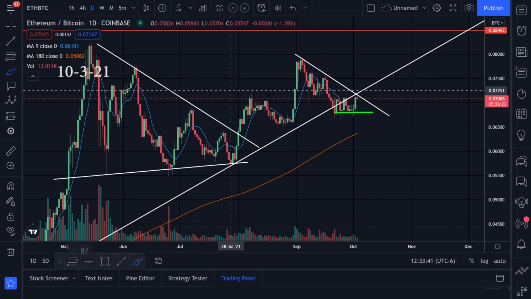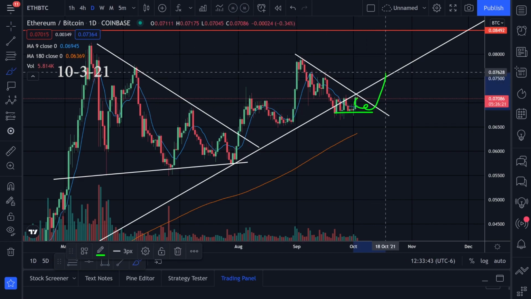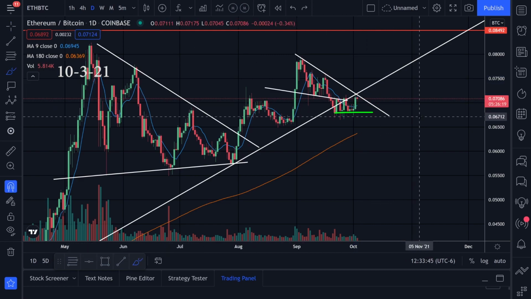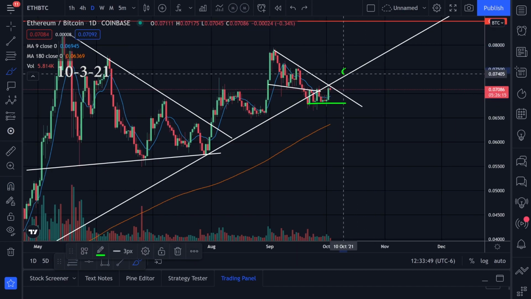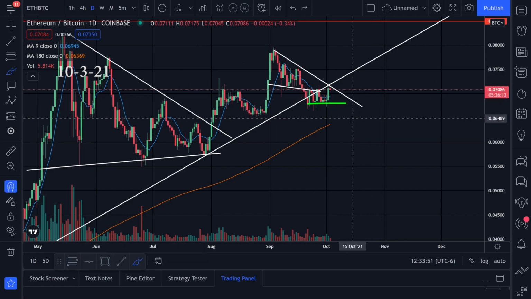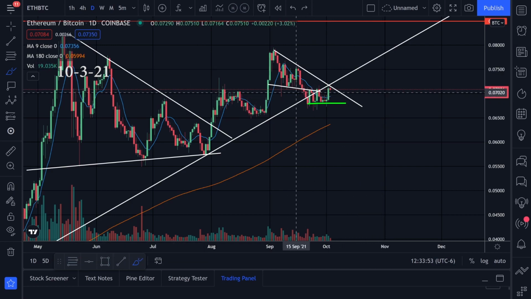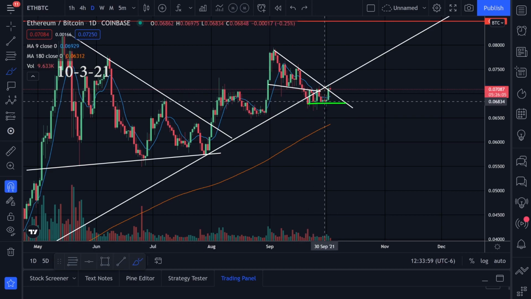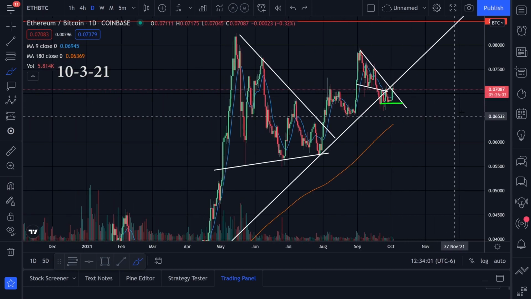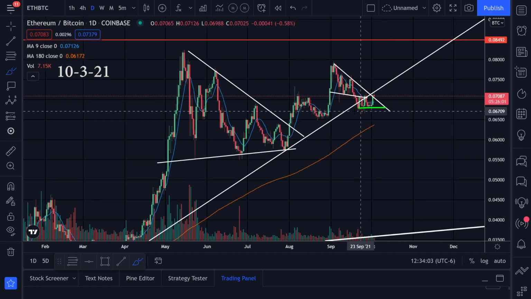However, I think once we break this trend line to the upside, that's when we'll want to start looking at Ethereum again, and it might get a pop pretty hard to try to get back up into this trend line. That's what I'm thinking, and that's what I'm looking at on the Ethereum to Bitcoin chart. I think this is a good chart to look at if you don't know whether to buy Ethereum or Bitcoin.